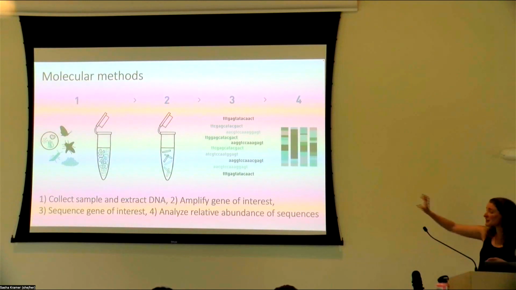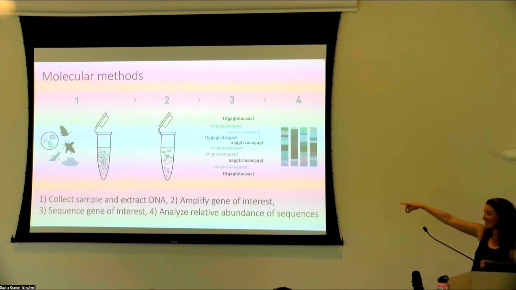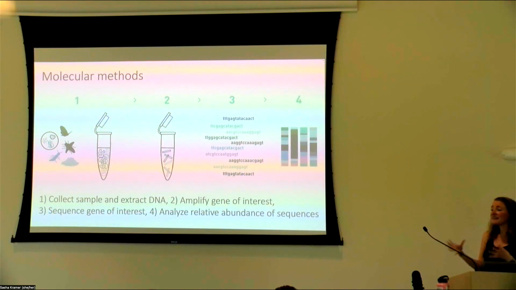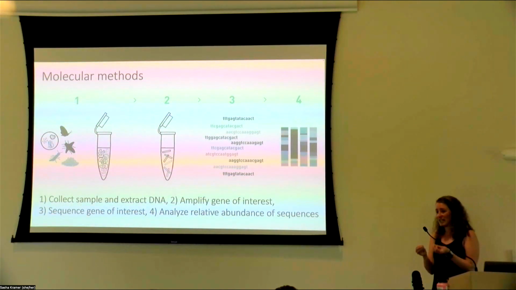So the first thing you need to do is collect your DNA. Then you're going to extract DNA from all your different organisms, so you can see all those different colors are represented in the test tube. The next thing that you need to do is amplify your gene of interest. So in this case, we want to measure this one gene.